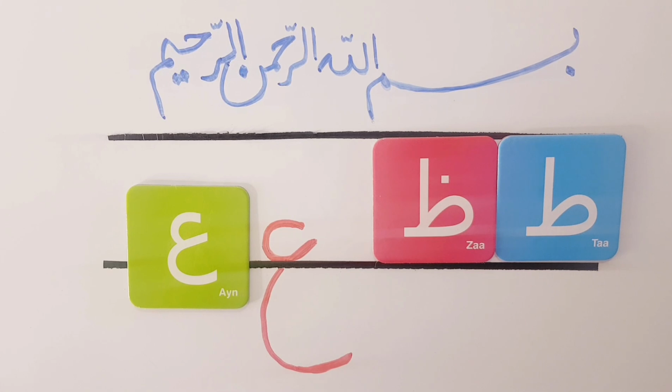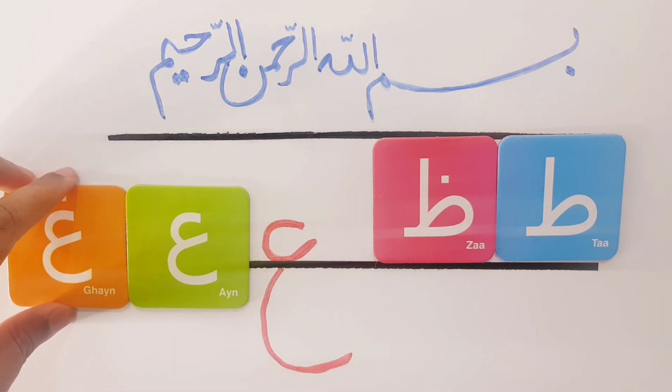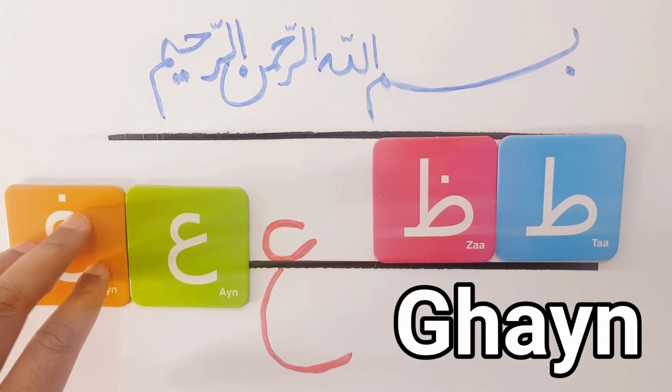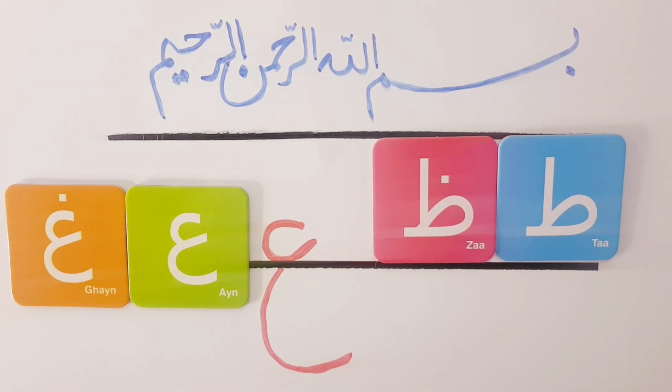The next and final letter for today is the twin of Ain. This letter is called Ghain. Ghain. It sounds like someone is gurgling water. When you gurgle water, you have water in your throat and you gurgle it. That sound. This is Ghain. Ghain is also a heavy letter.